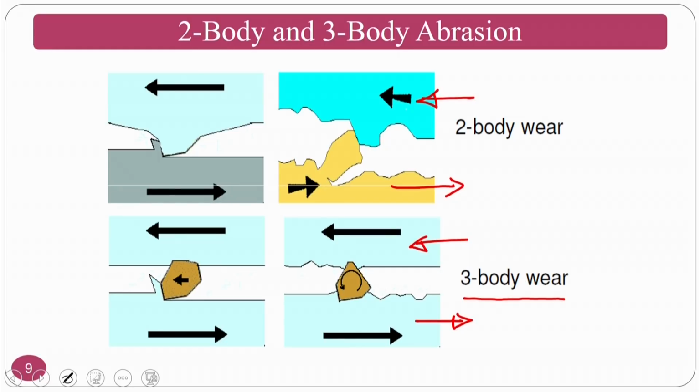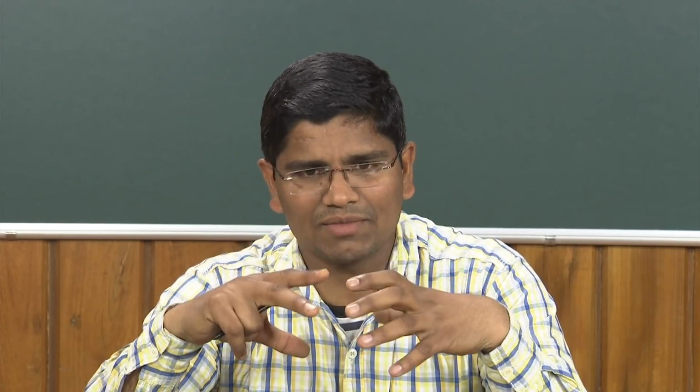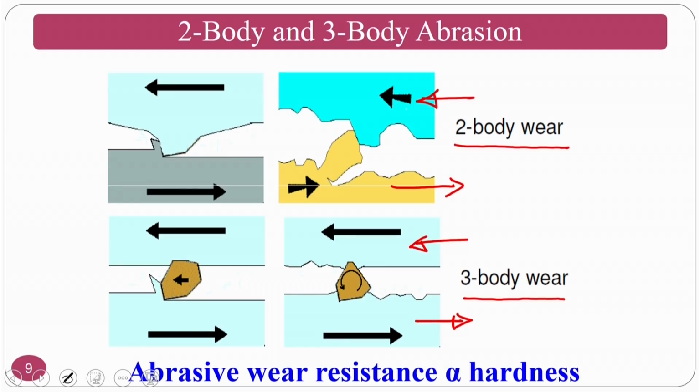Why I am talking about two body wear and three body wear is how we have to measure two body abrasion and three body abrasion approximately, experimentally, because tribology itself is a big subject. We have to correlate it with respect to machining. There are some ASTM standards that one can follow. However, abrasive wear resistance is normally a function of hardness. If the tool is much harder, what will happen? Normally the wear resistance will be more.